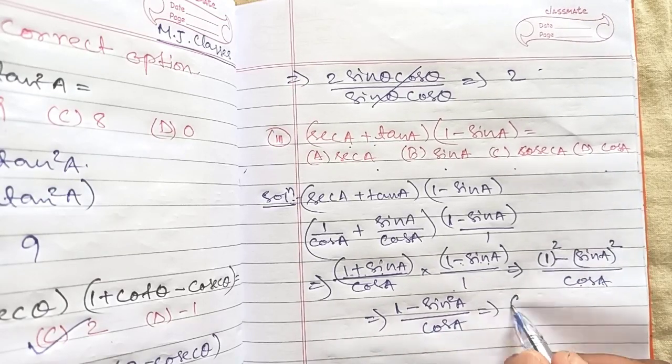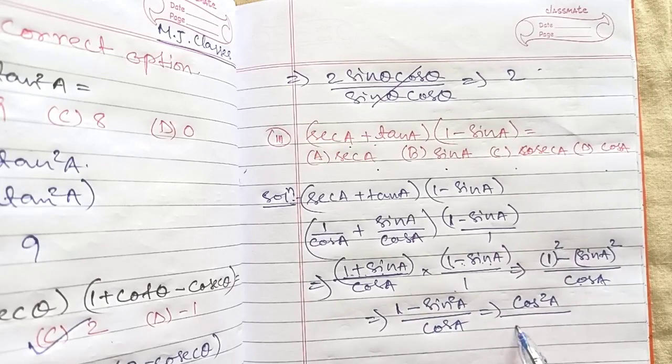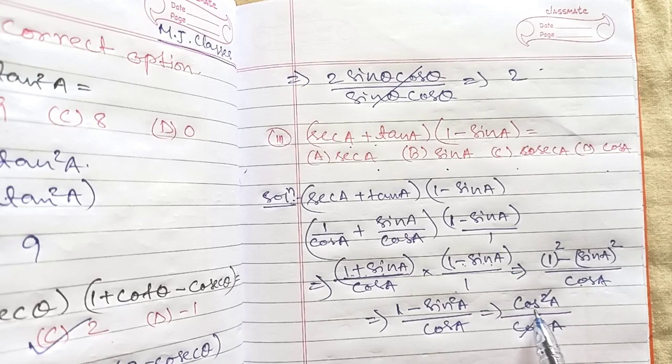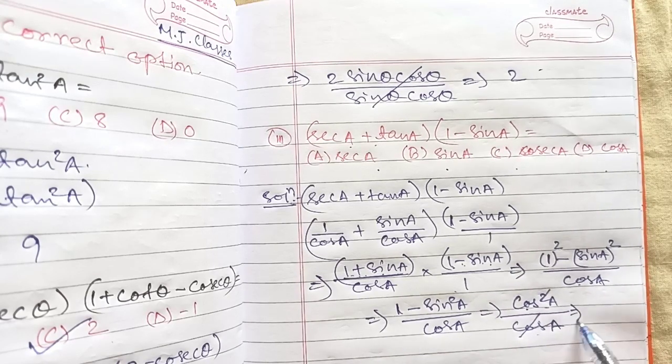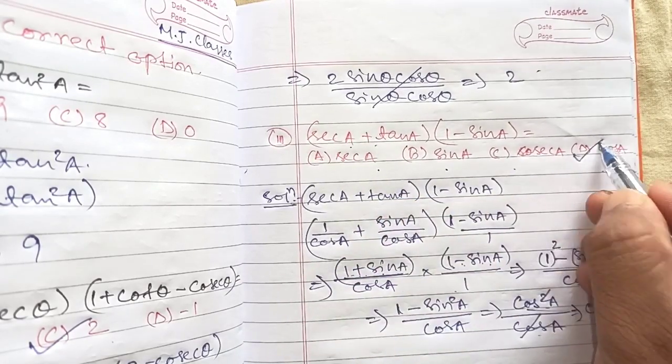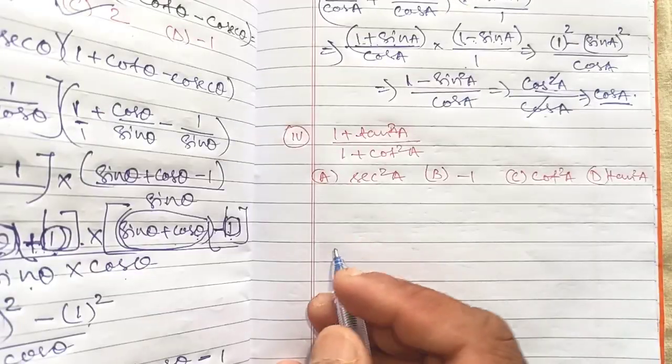Now 1 minus sin square theta is, from the formula, cos square theta by cos theta. Square and cos cancel. Here 2 cos are there, here only 1 cos is there. So square and cos cancel. What is the answer left? Cos a. So which option is correct? D is the correct answer.